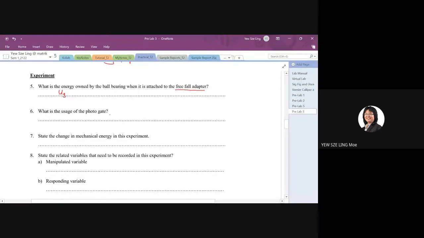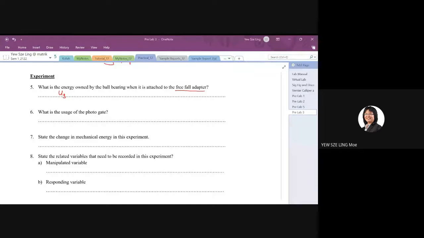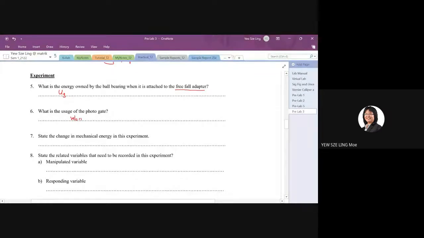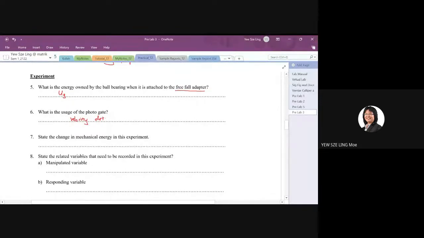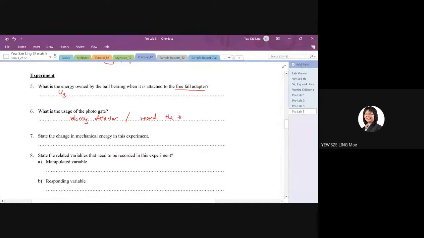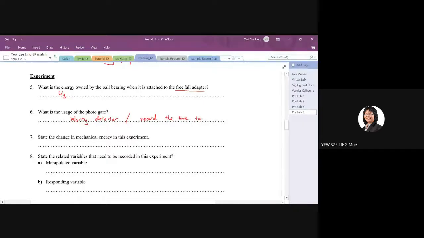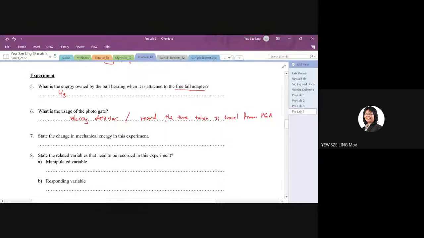So what is the usage of a photogate? It is used as a velocity detector. Or you can also say you use it to record the time taken to travel from photogate A to photogate B. This is the usage directly in the experiment. This is the usage after you calculate the velocity, so it can be used as a velocity detector.